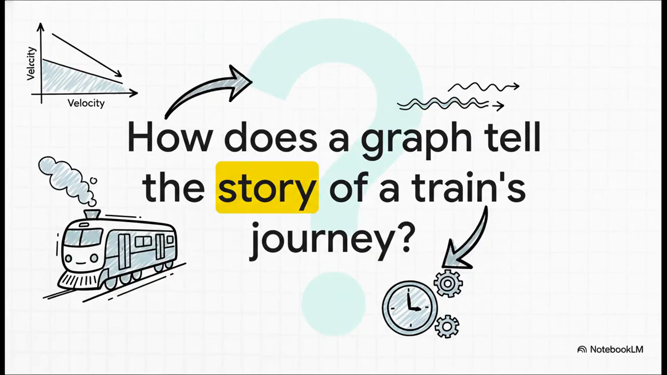So here's the big question, right? How do you look at a bunch of lines on a graph and see the full story of a train's journey? We're going to learn how to read it, not just as data points, but as a narrative, where it speeds up, where it holds steady, and where it finally breaks.